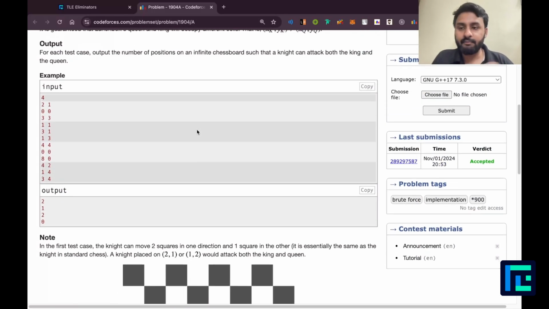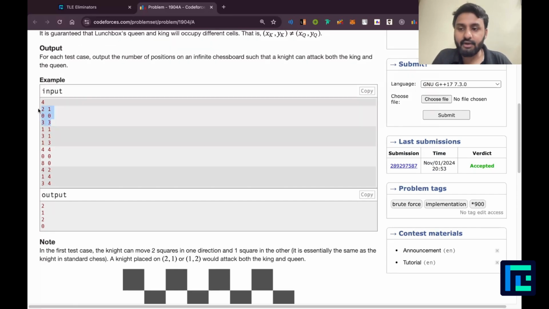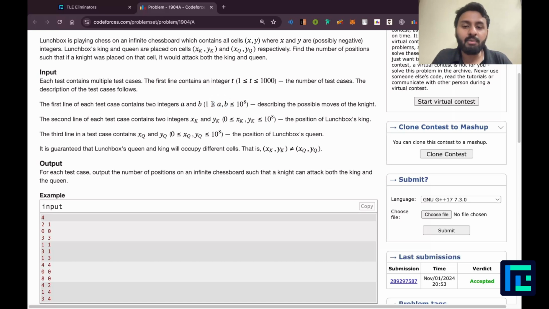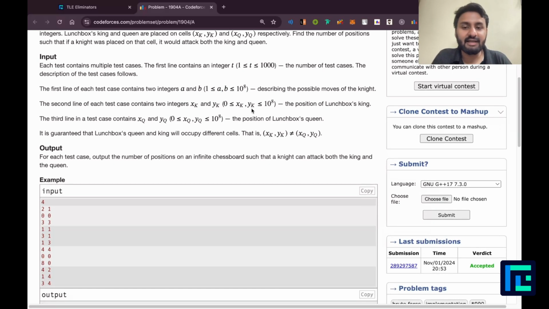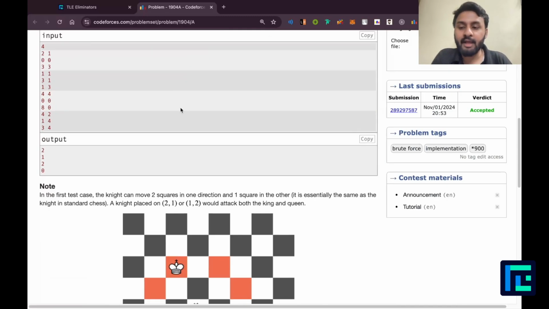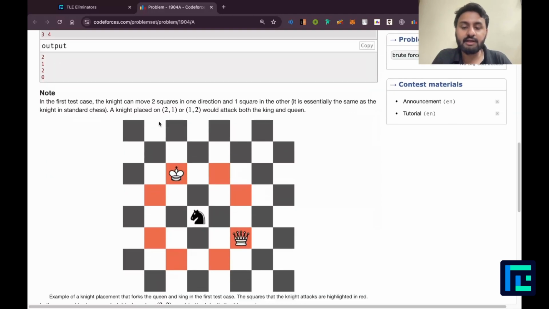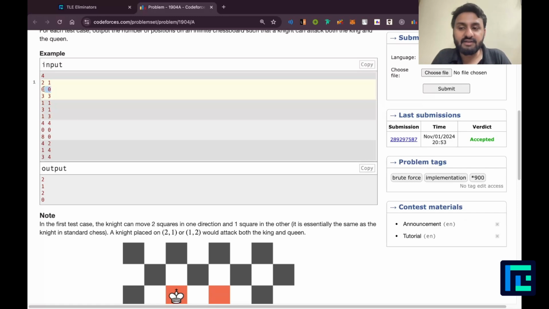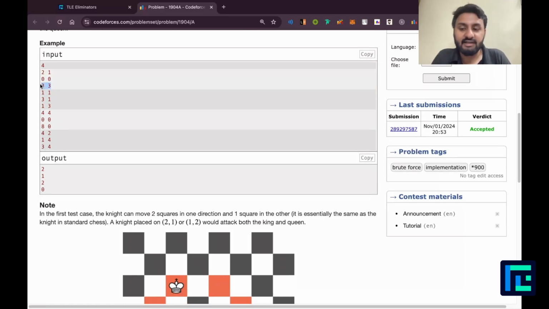Let's say over here, when we had something like this input, this said that I can move. So they are saying that the input is A, B, giving initially on the first line, then xk and yk, that's the initial position of the king, and then xq and yq, that's the initial position of the queen. So the first input is 2, 1, 0, 0 and 3, 3. That means the knight can jump 2 and 1 tiles in one direction, and the king is initially at 0, 0 and the queen is initially at 3, 3.